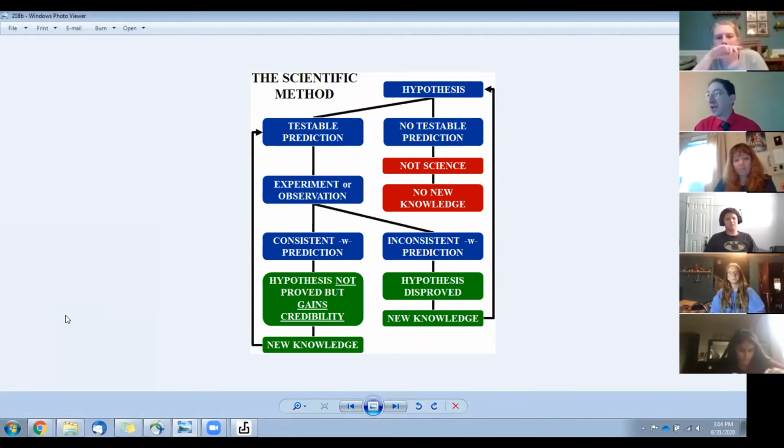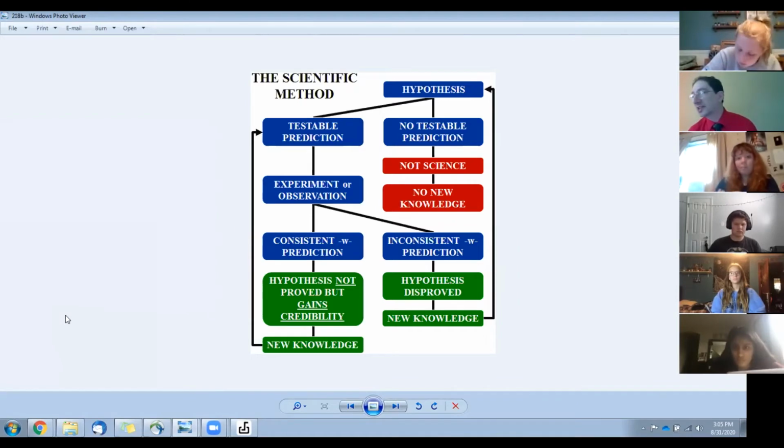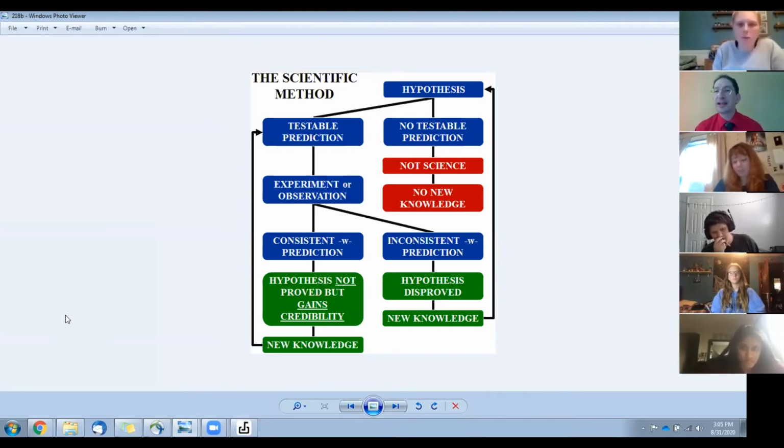So it begins with the hypothesis. I'm going to walk us through this so you have a good understanding. It begins with the hypothesis, an idea. And there are two types of hypotheses, those that make testable predictions and those that don't. And most hypotheses actually fall into this second category. They're just ideas that you can't really confirm or deny.